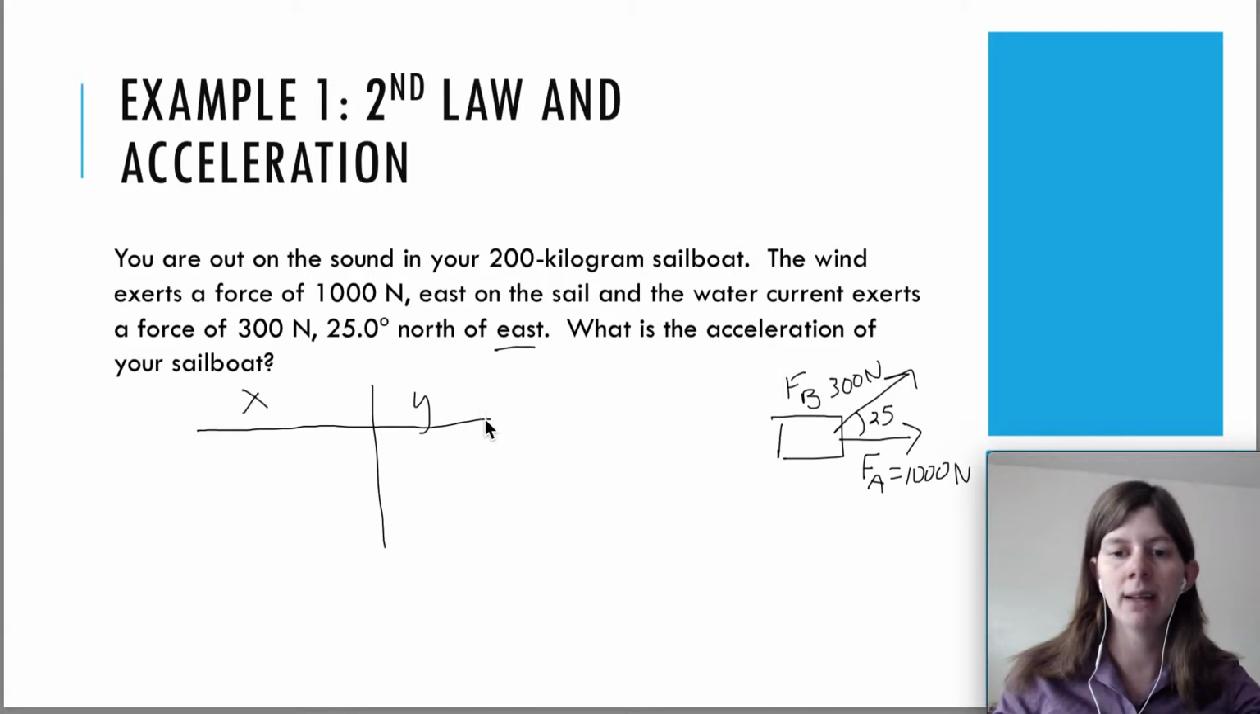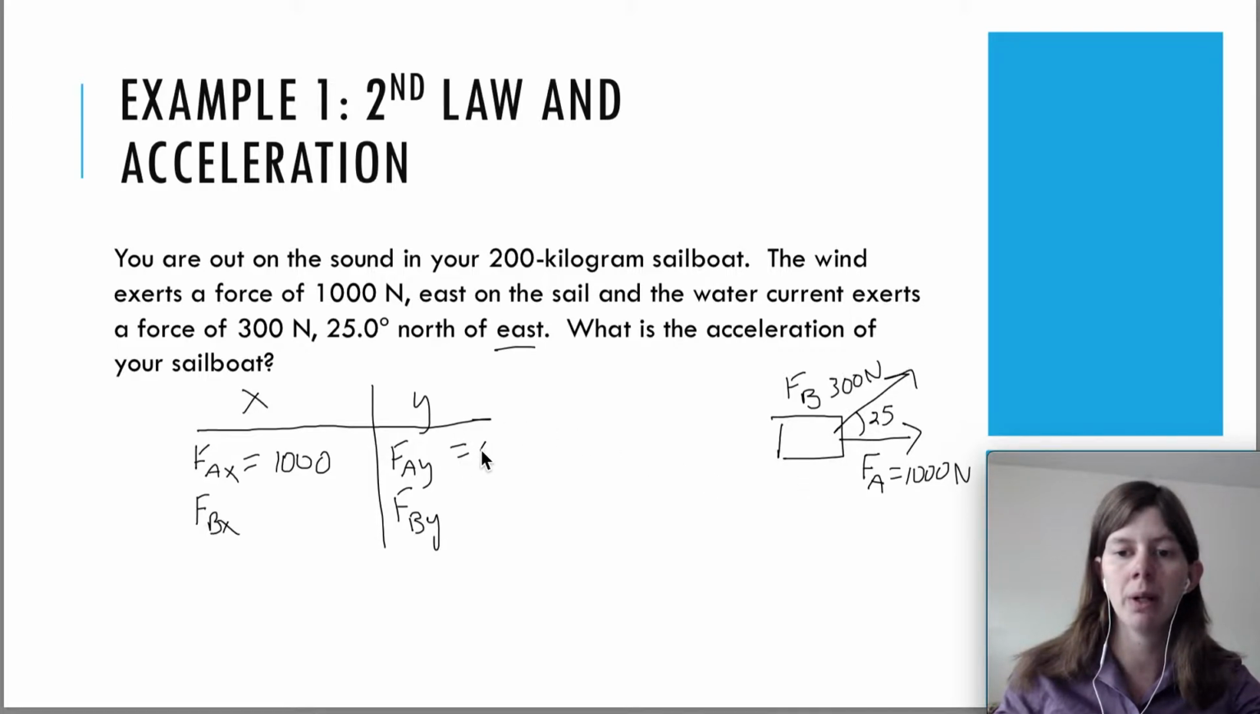We write down the x and y components of each force: FAX, FBX, FAY, FBY. You could have called these forces 1 and 2. I just called them A and B. So the x component of FA is 1,000 because it's all to the east, all to the right. That means FA does not have a vertical component. And I don't worry about putting units when I do the components. It just takes up more room. All the forces are in newtons, so we'll be okay.